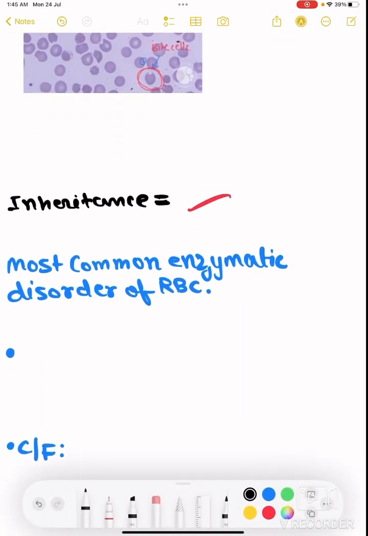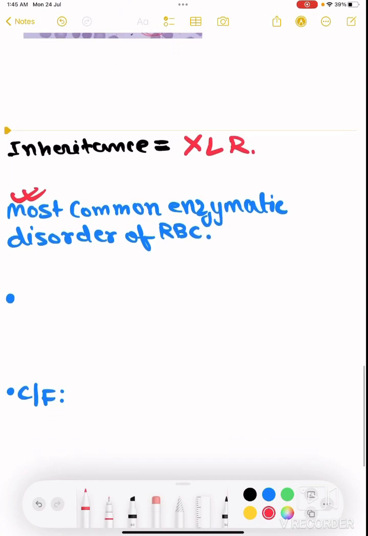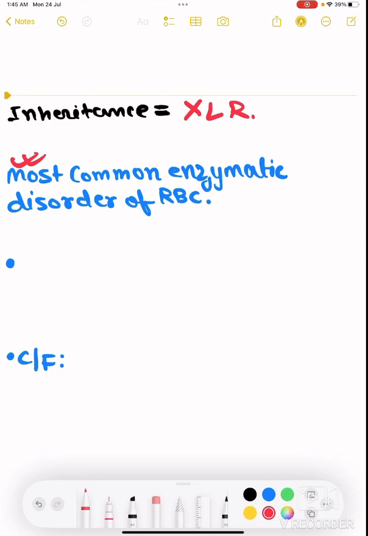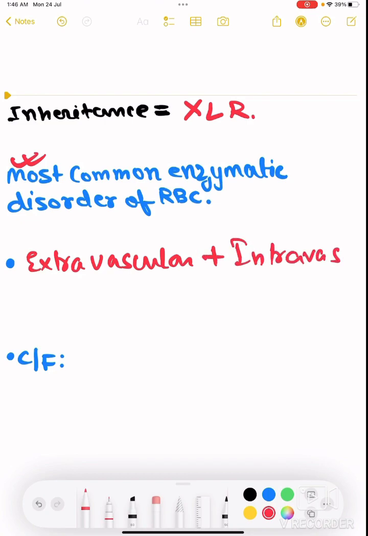Right. Now coming to the next thing. What is the inheritance pattern? Right. We have come to the rote learning part of this particular topic. The inheritance pattern is X-linked recessive. Right. G6PD deficiency is the most common enzymatic disorder of RBCs. Okay. Now, what type of hemolysis does it do? It does extravascular plus intravascular hemolysis both.